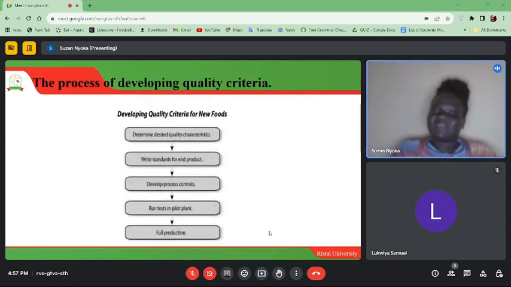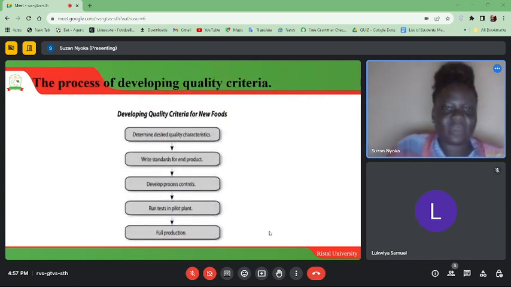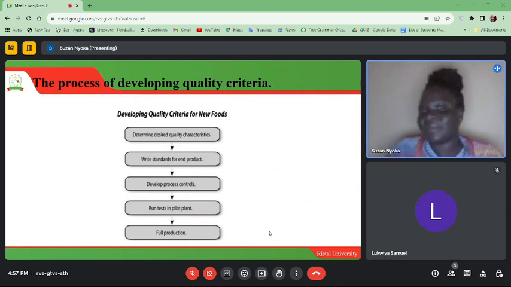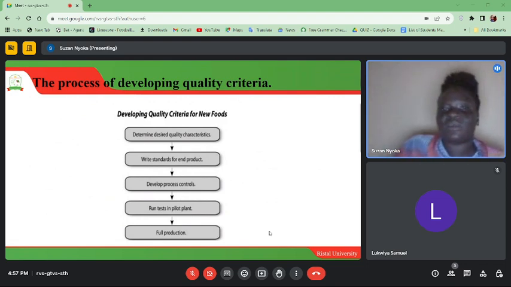And then the process of developing quality criteria. This is the process you need to take as you're planning to develop a quality product. One is to determine desired quality characteristics. You need to know the desired characteristics of the consumers, what they need in their products. And then you need to write standards for end products. Maybe you've gotten the characteristics or qualities the consumers need; you need to write down the end product, how they wish the end product to be.